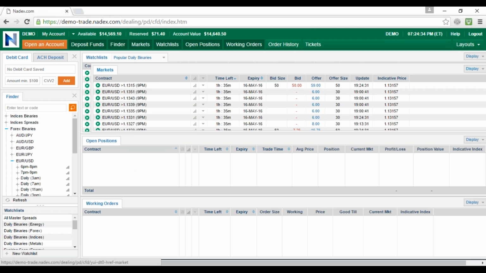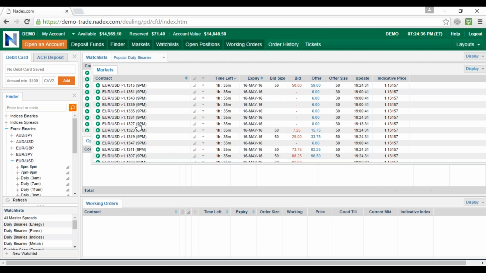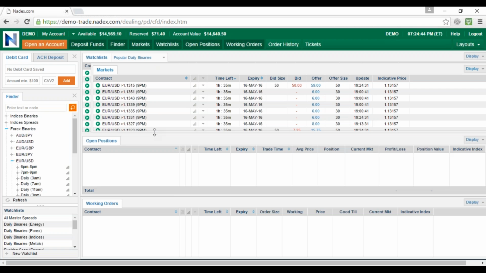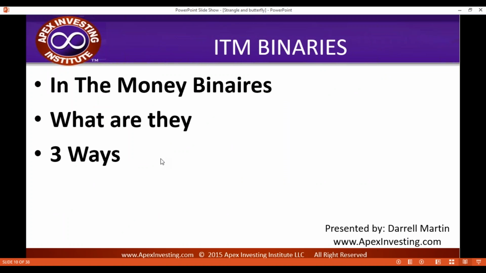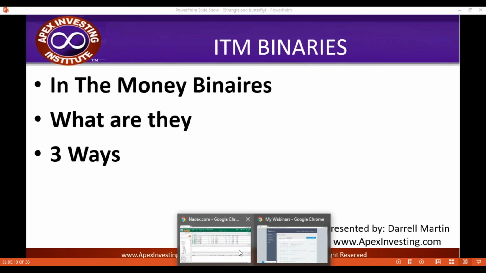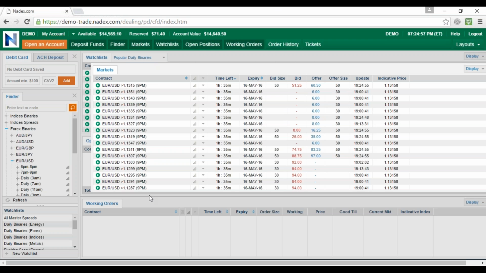Okay, so everybody saw that, right? We can exit early. We don't have to hold until expiration. And that's very important to understand with some of the strategies I'm about to show you here. Okay, that you can exit early. That's very key. So let's talk about in the money binaries real quick. All right. Let's real quick talk about the difference of the different binaries here.